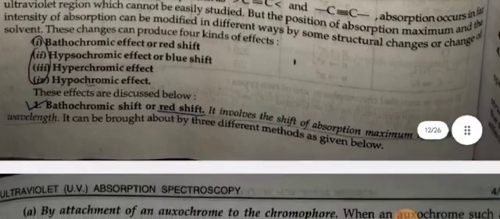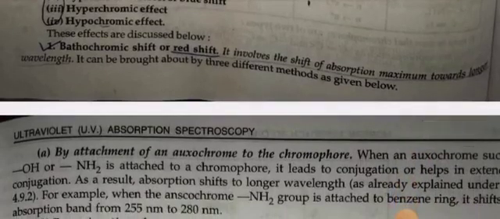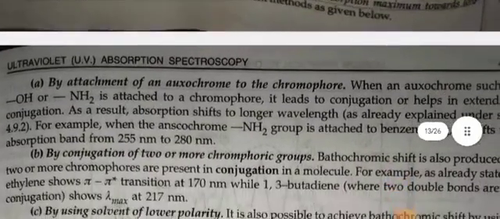First, bathochromic shift or red shift. It involves the shift of absorption maximum towards longer wavelengths. It can be brought about by three different methods, the first given by attachment of an auxochrome to the group.